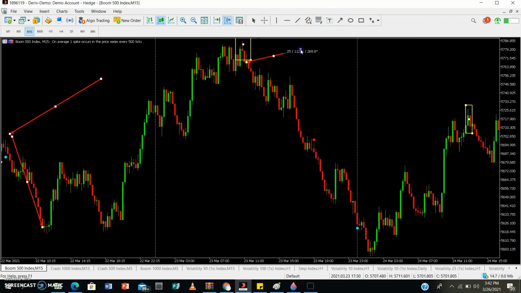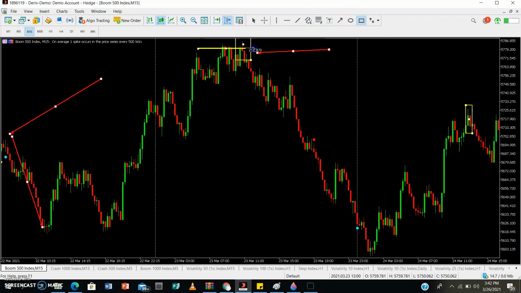Where are my arrows pointing? We have a nice evening star right here. It was also confirmed with the shooting star. Can you see this is the shooting star right at the middle there? It's also confirmed.